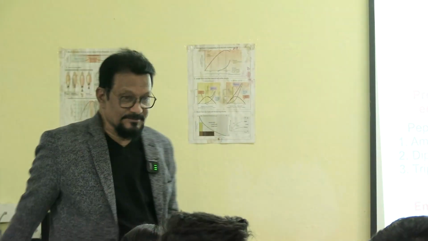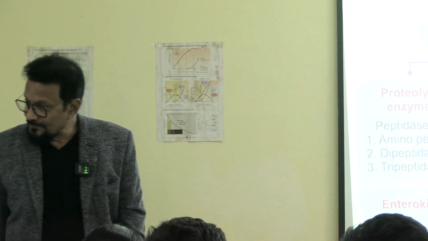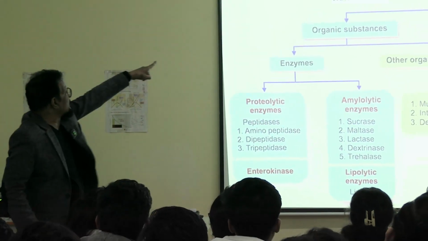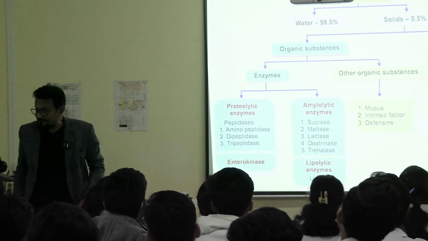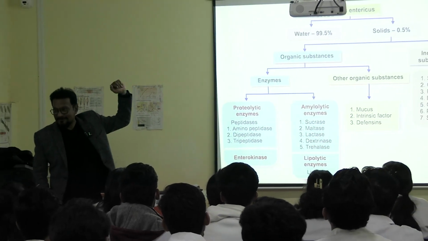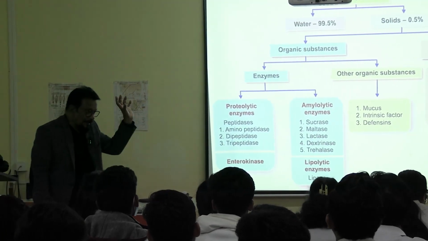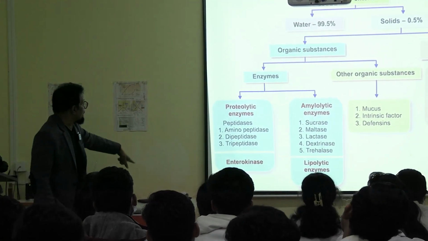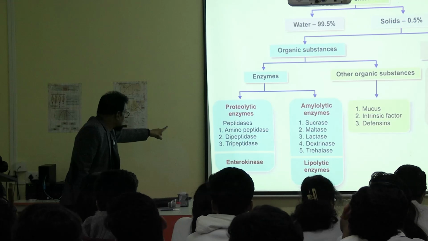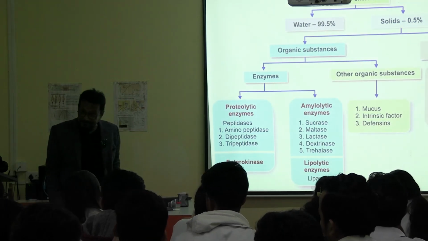Examples of peptidases are all these. Trypsin and chymotrypsin are not secreted in succus entericus. They are present in pancreatic juice, and we are not discussing pancreatic juice. In succus entericus, we will get only these three: aminopeptidase, dipeptidase, and tripeptidase.